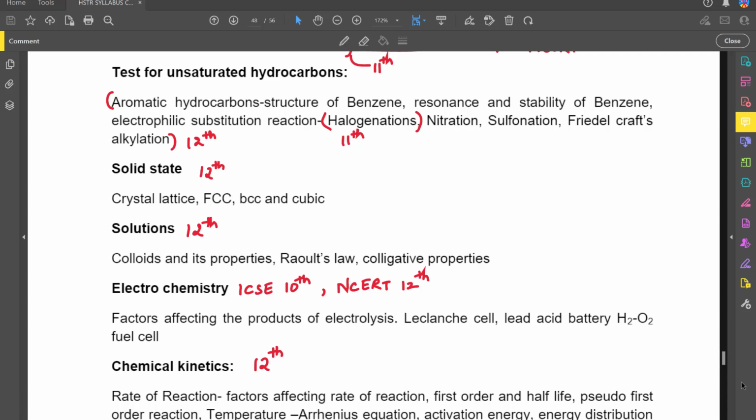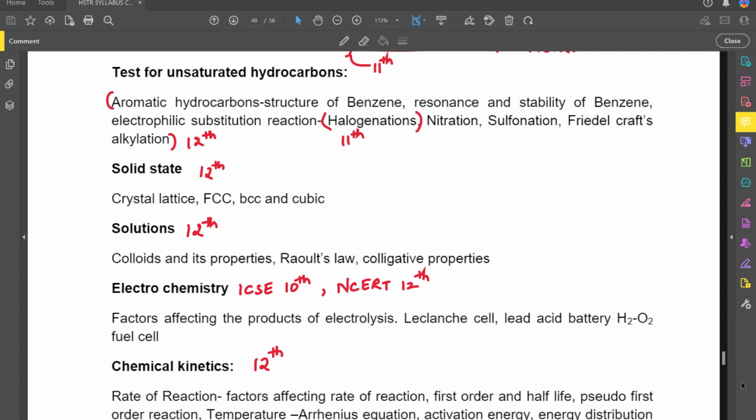This part till halogenations you will find in class 11, means PUC first year. Even in halogenations, the basic level is there in class 11. The higher level, with some complicated structures, the benzene ring and all, is coming in 12th. So till halogenations it is there in PUC first year. Again it will start in PUC second year from halogenations only: halogenations, nitration, sulfonation, Friedel Crafts alkylation.